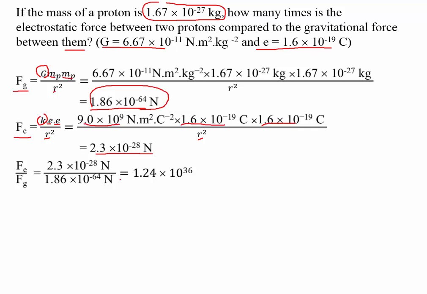Now, how many times is the electrostatic force greater than the gravitational force? What is Fe over Fg? That will be 2.3 times 10 to the negative 28 divided by 1.86 times 10 to the negative 64 Newton. That is 1.24 times 10 to the 36. You can see the electrostatic force is so much bigger than the gravitational force. It is 1.24 times 10 to the 36 times greater.